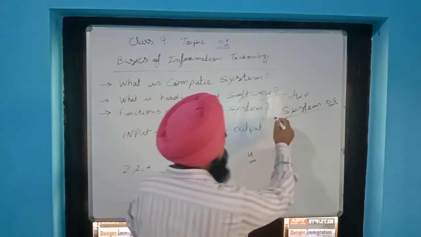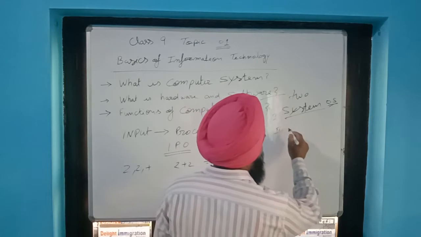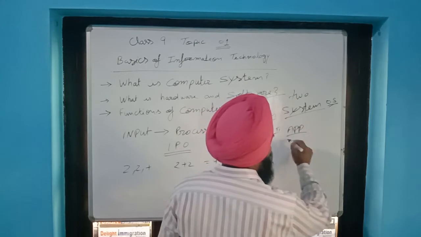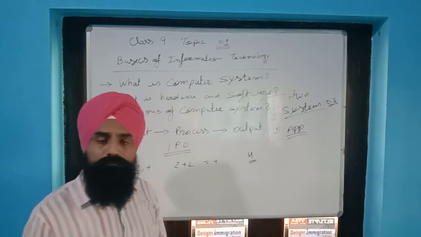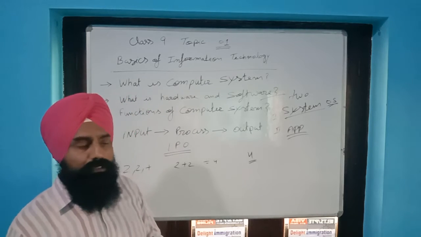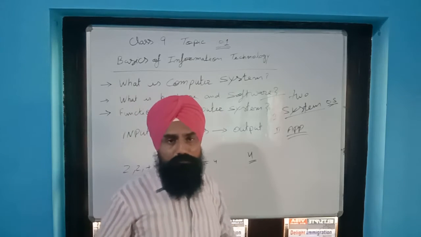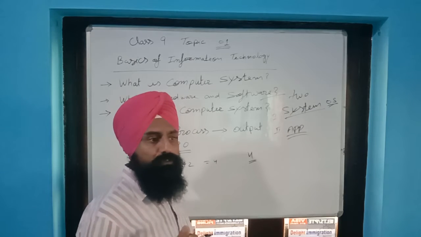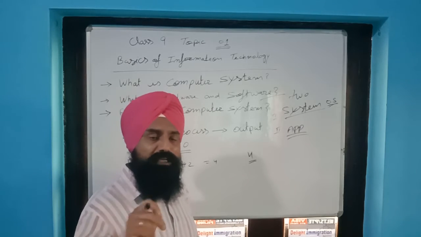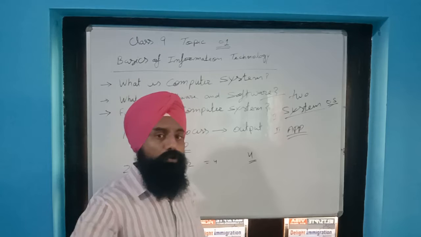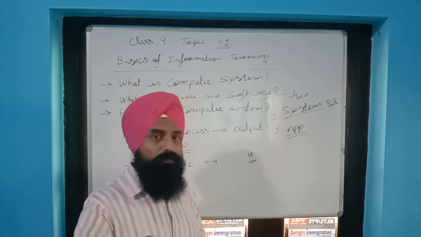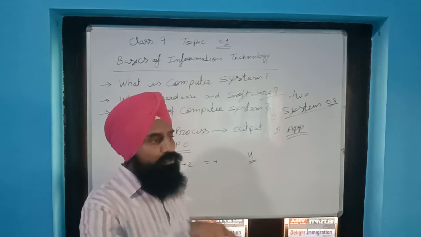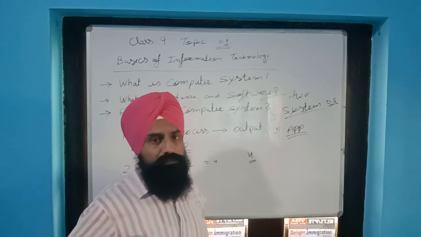Second is application software. Nowadays we say app, mobile app, a particular app. An app means the application which is going to help the user, not the computer. With the computer parts, the user gets the benefit of that.